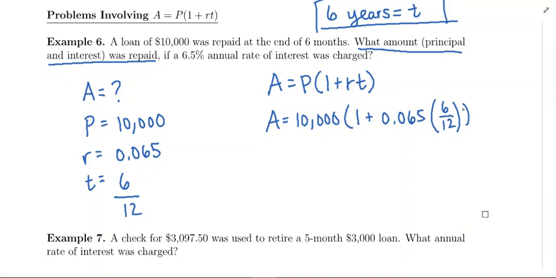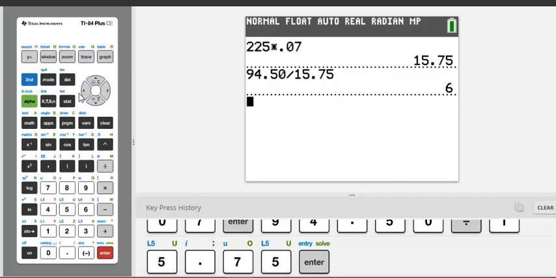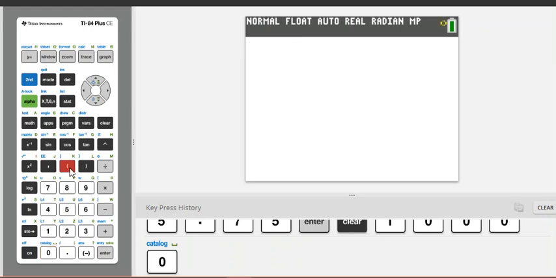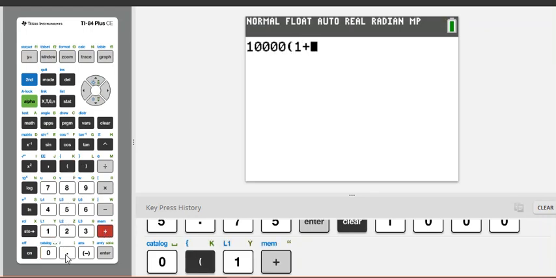Before we do that, let's think ahead. Remember, you are borrowing $10,000 for 6 months, and you're trying to figure out the total amount that you're paying back. You should expect a number bigger than $10,000 because it's going to be the amount borrowed plus the interest. So let's type this into the calculator. Let me clear out what we had in there before. You type it in just like you see it, and be careful with your parentheses. So we're going to have 10,000 times, open your parentheses, 1 plus the R value.